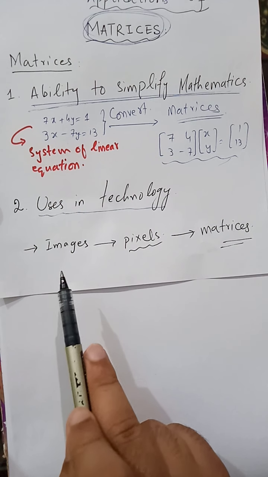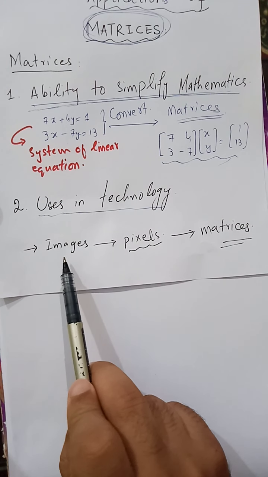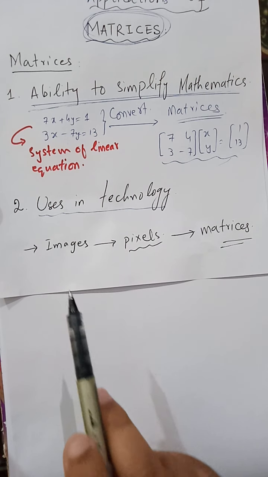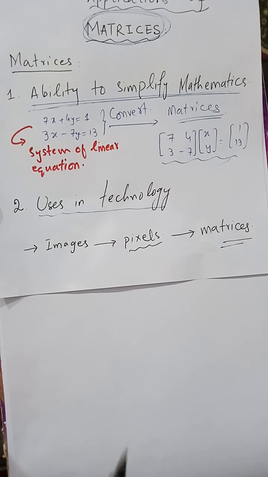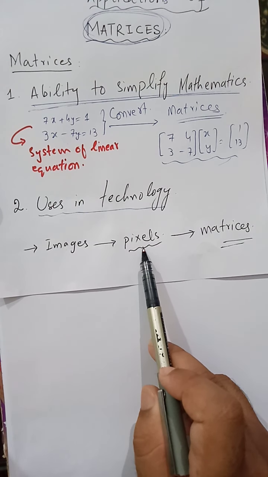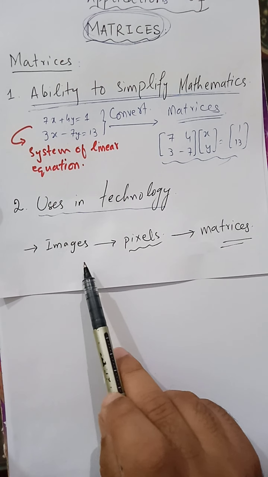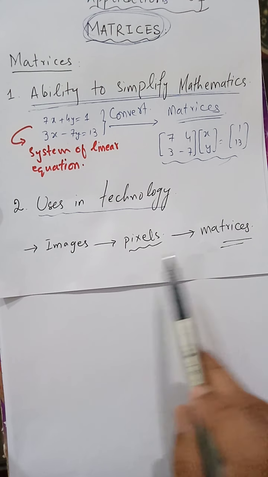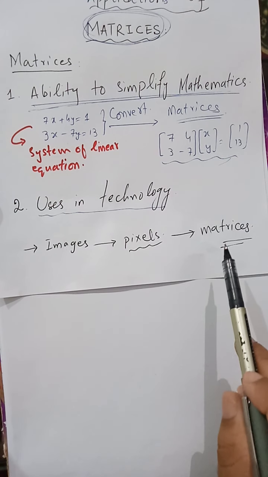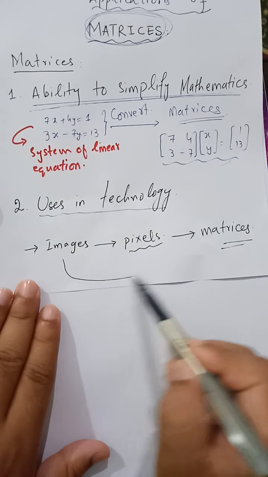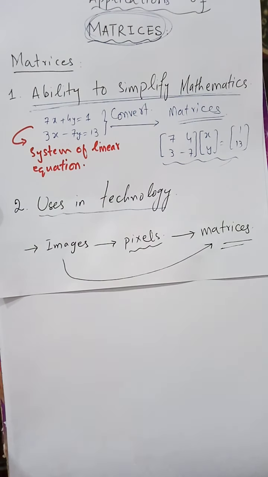I'm repeating this point again. For every image, it may be on a computer, on a mobile, or on any other electronic device, images are made from pixels, and behind the image we have pixels, you can say, and behind the pixels we have matrices. So actually images are made from matrices.